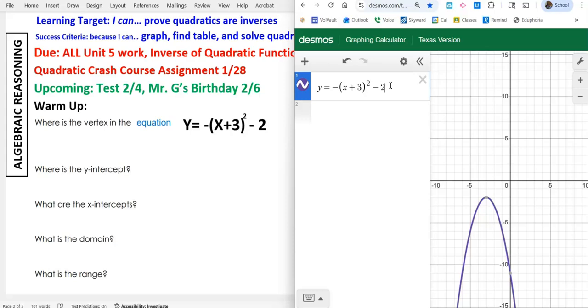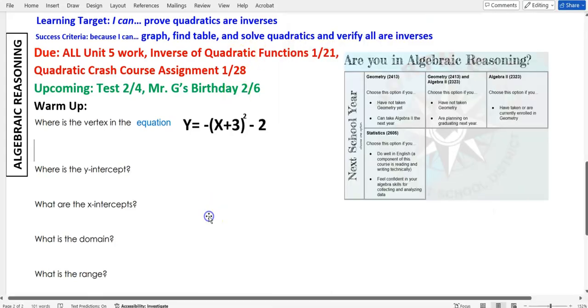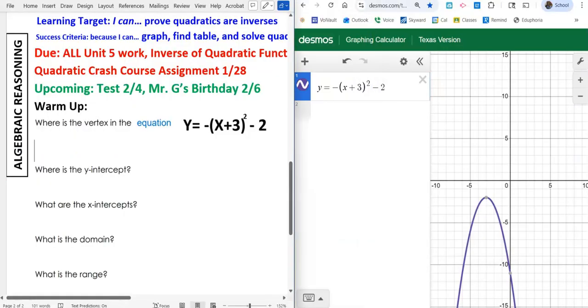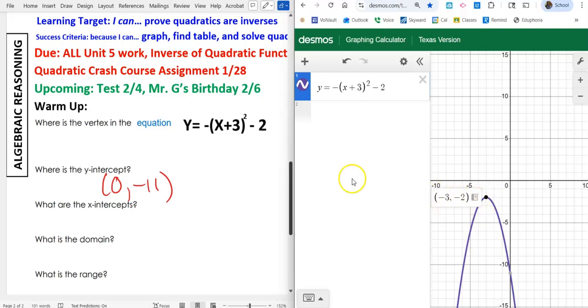Okay, so look at this. I got this graph over here on the right. And I'm going to answer these questions. What is the y-intercept? So you click the y-axis, and what do I got? (0, -11), right? Now you tell me, where does this graph cross the x-axis? Oh wait, hold on, I missed one. Vertex. What's the vertex? Where does it change direction at the top? (-3, -2), right?